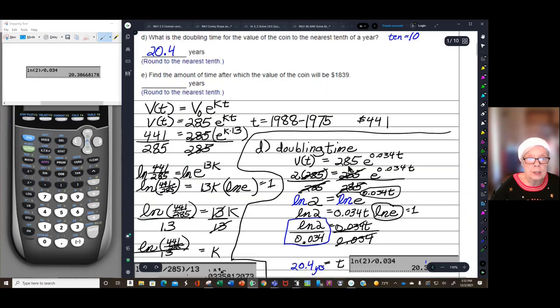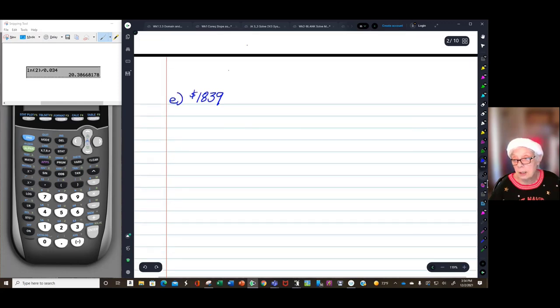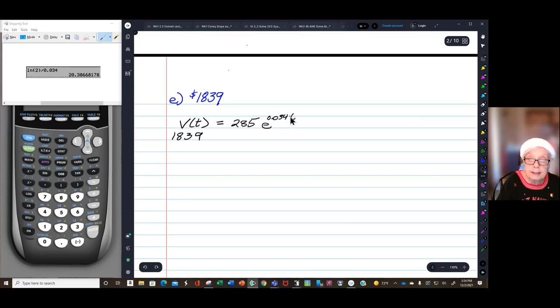How many years, my gosh, how many years? Find the amount of time after which the value of the coin will be $1,839. Ooh. Okay. V of t, value after time, equals, and that's going to be 1839, by the way, V of t equals 285 times e to the 0.034t. Believe it or not, that's a decimal point. 285 e to the 0.034t.